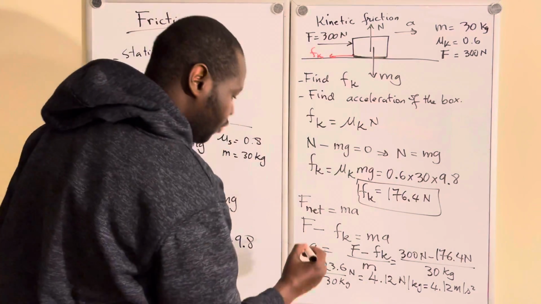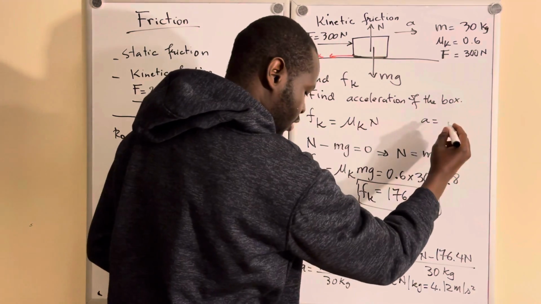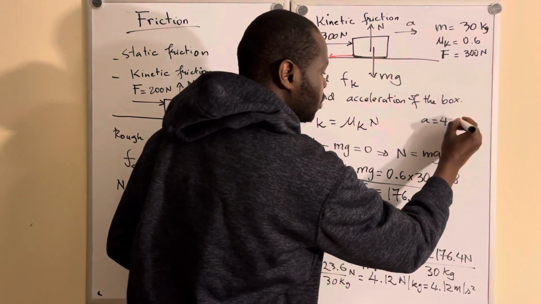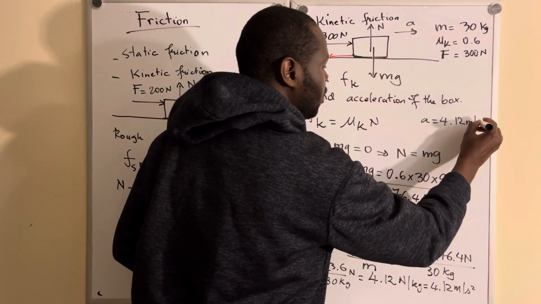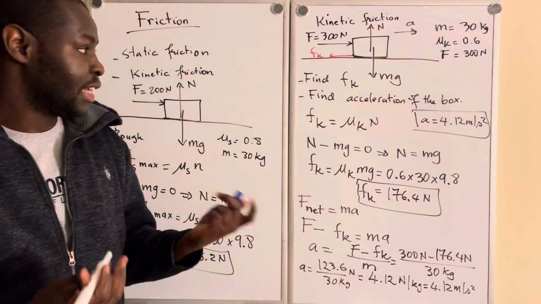So that's it for our problem. I can put it here: a is 4.12 meters per second squared. And that's it for this problem.